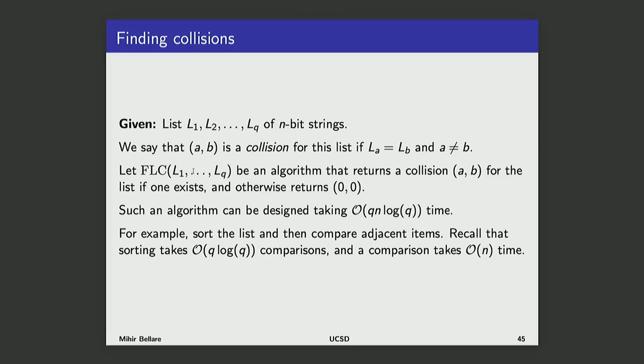So you know the techniques from algorithms, and it turns out there are many ways to do this in about this much time. To me, the simplest is you sort the list, which takes q log q comparisons of these strings, and each comparison takes order n time, and then check whether any two adjacent things are equal. But in any case, we'll just assume such an algorithm. It's called find list collision. And you can also use this in your quizzes if you need to write. You can just invoke this algorithm.